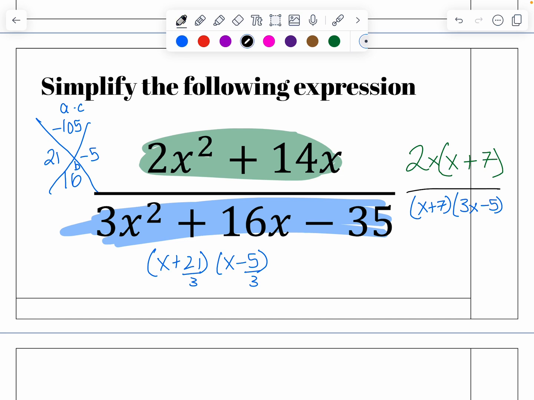If I notice, I see some really nice cancellation that's going to make my life really easy in the long run. I see an x plus 7 on the top and an x plus 7 on the bottom. Now I have a much simpler problem to work with: 2x over 3x minus 5. That's why this idea of simplification is really nice for us, because we can get this cancellation and make our life a whole lot easier on these harder problems that we're about to get into. So that's what simplification is when we're dealing with stuff that looks more along the lines of this.